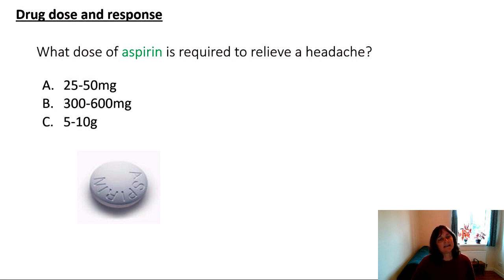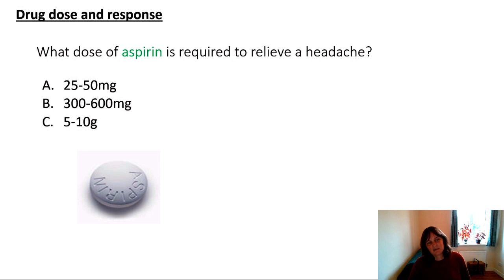So the correct answer to this is B. You would take between around 300 and 600 milligrams. Now, what do you think would happen if you took 25 to 50 milligrams? If you took that much, you basically would still have your headache. It wouldn't be enough of the drug, it wouldn't be enough of the aspirin to relieve your headache.